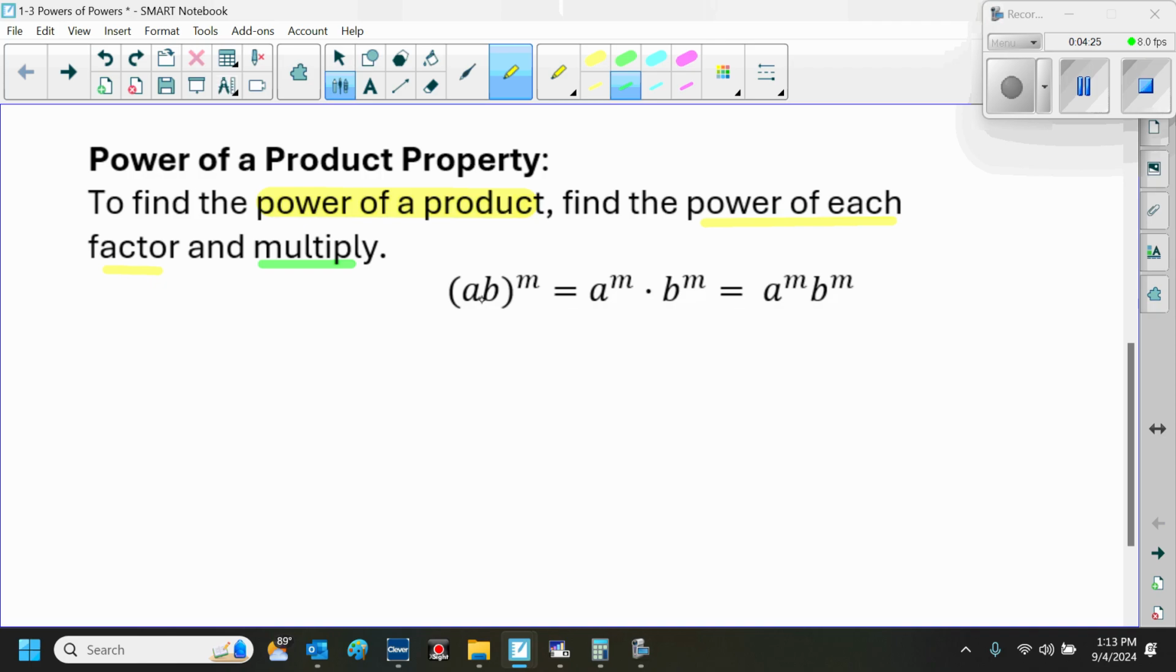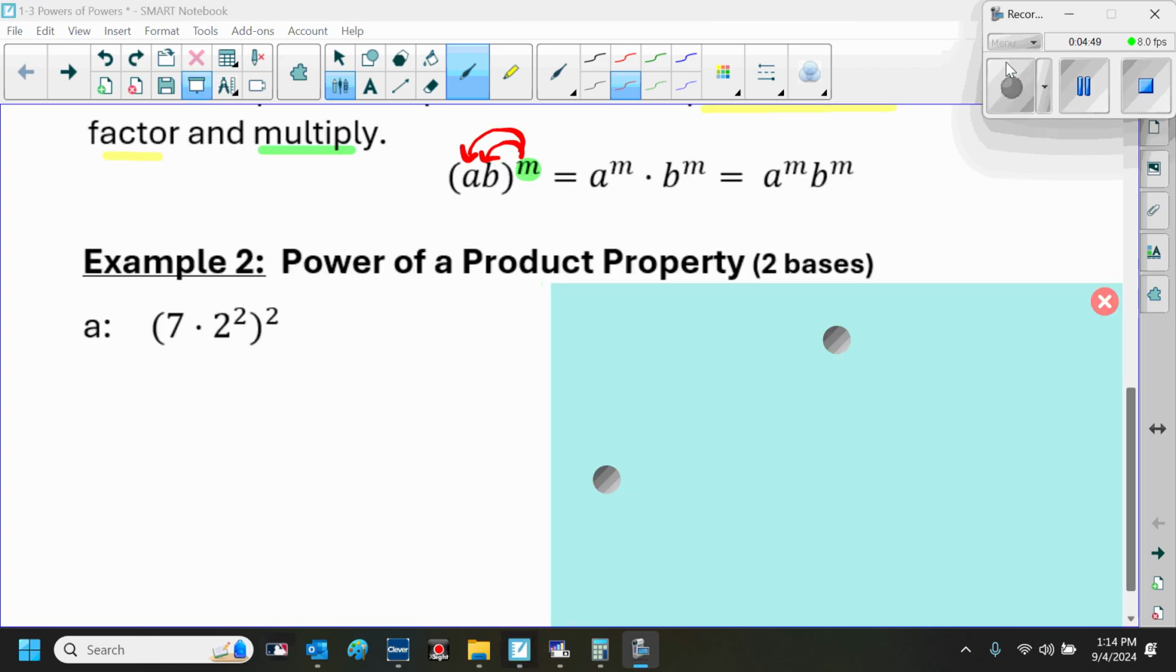So here, we will take this m, right here, let me highlight the m, and that m gets applied to everything inside the parentheses. Is everybody with me? So that's going to be a to the m times b to the m. So let's do a couple examples, okay?